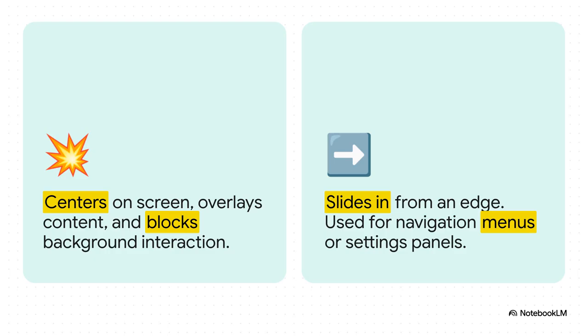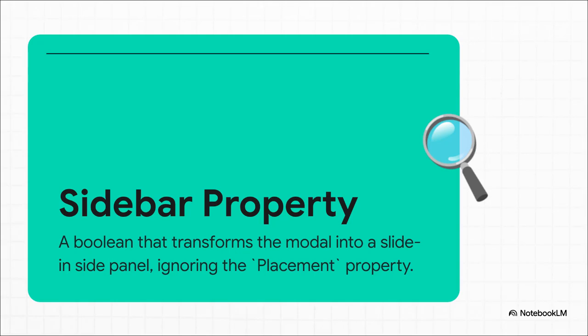When you flip it into sidebar mode, it stops being a pop-up and becomes this slick panel that slides in from the side. All of a sudden, it's not an alert anymore. It's your app's main menu or a settings panel or a little info sidebar. The possibilities are huge. And how do you pull off this incredible transformation? You're going to love this.